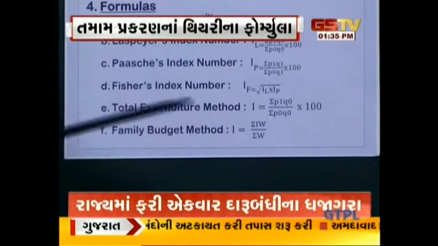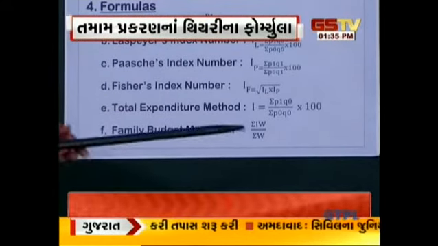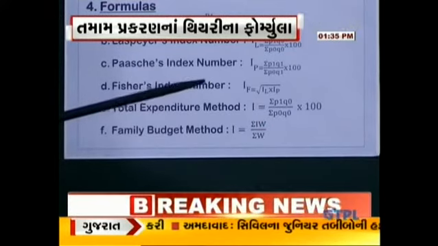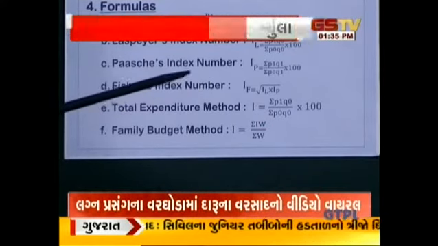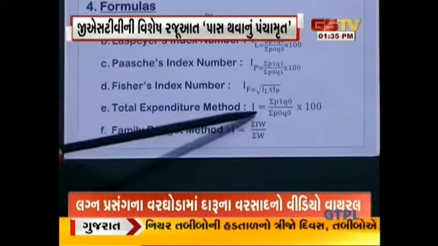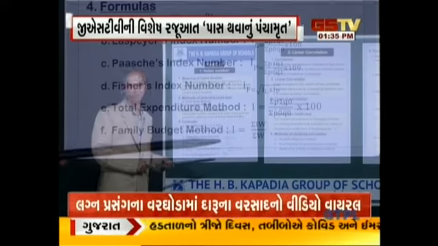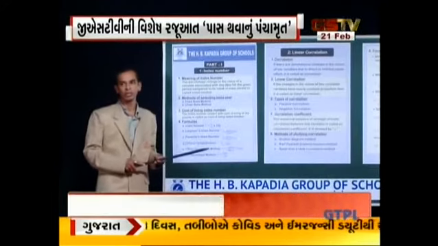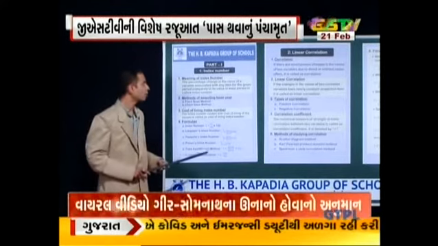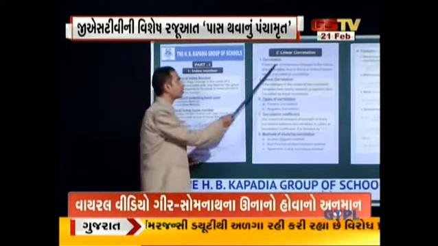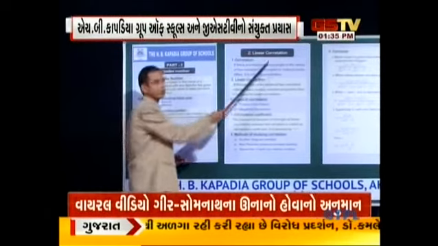Then after we have to find the value of W. W means importance, which can be found out by P0 Q0, and after that we have to apply a whole formula that will give us the cost of living index number. Now come to the next one, chapter number 2, linear correlation.